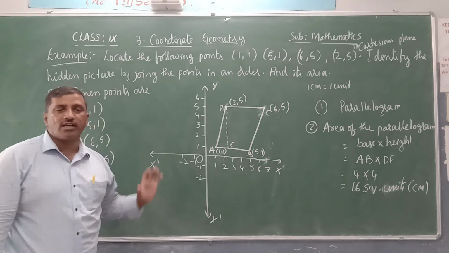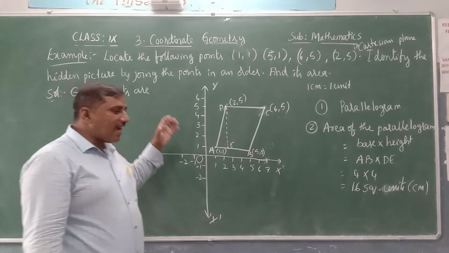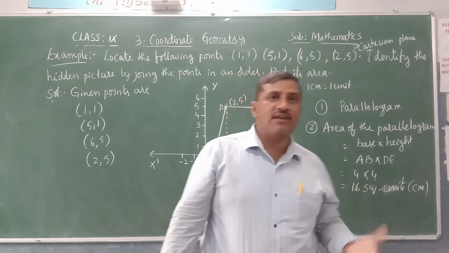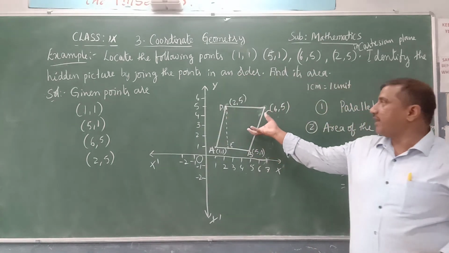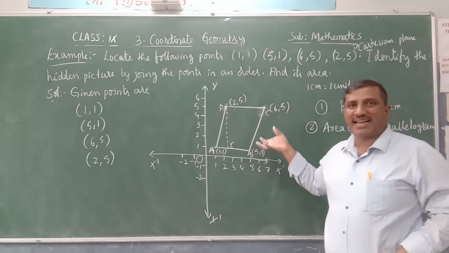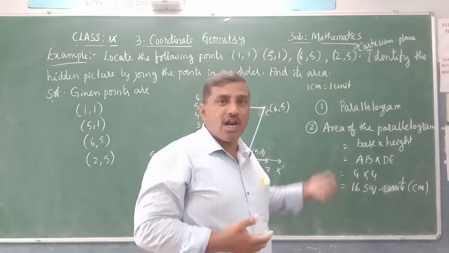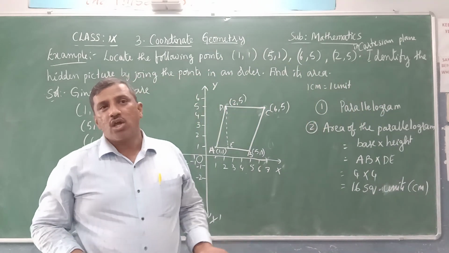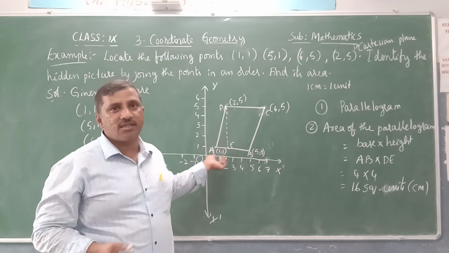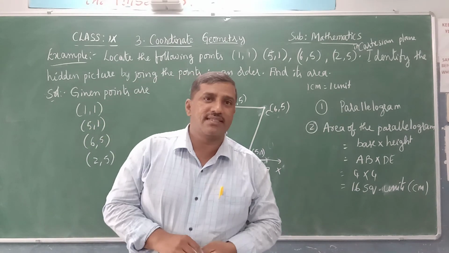Like this we will plot the points and identify the hidden picture. Then we will find its area. Sometimes you may get a trapezium, or a rectangle, or a rhombus, or a square, or a triangle also. You have to find the area by using the concept of area of those figures.